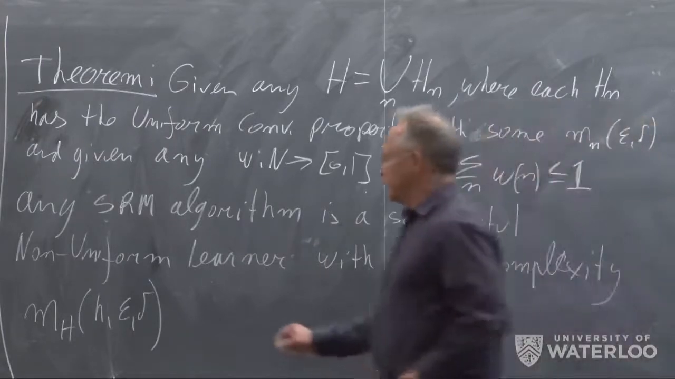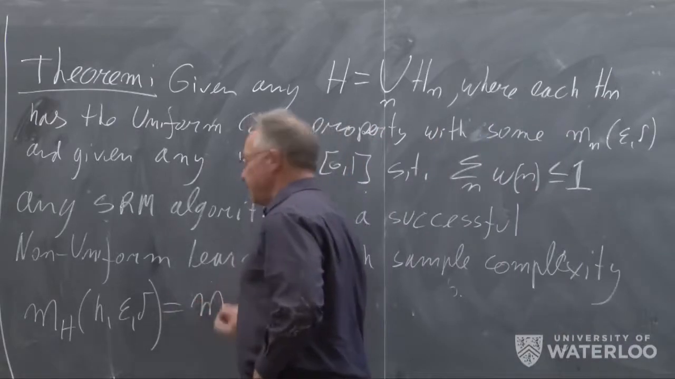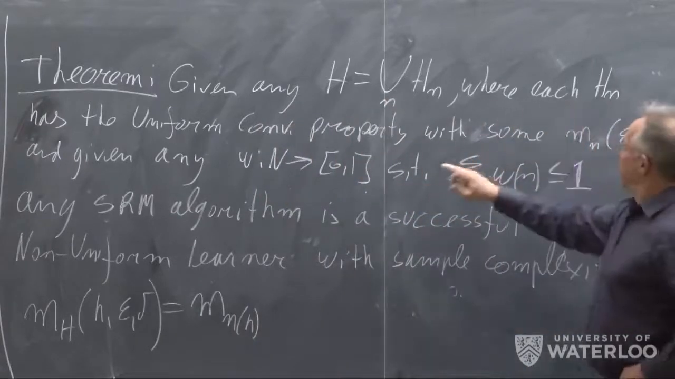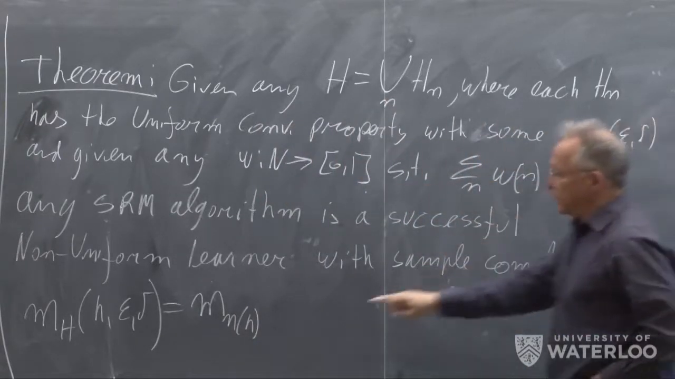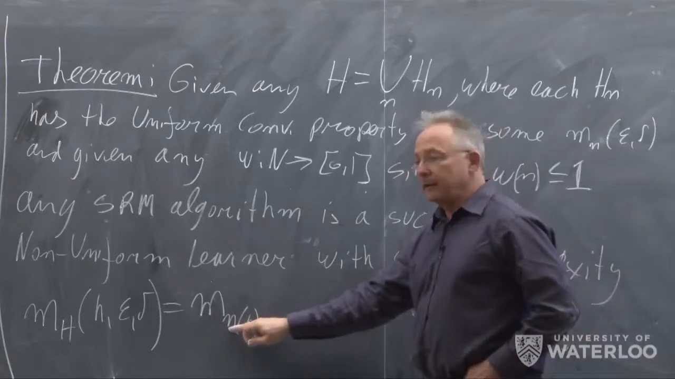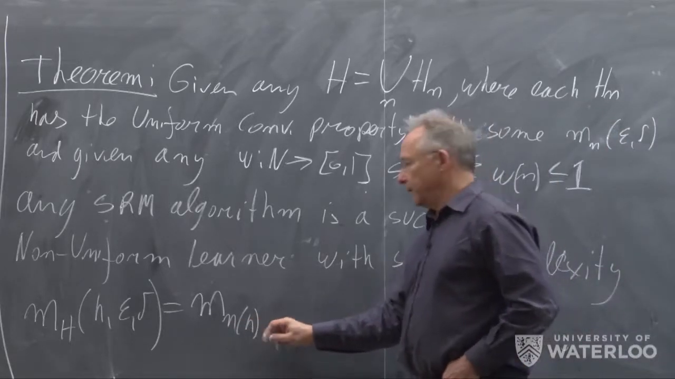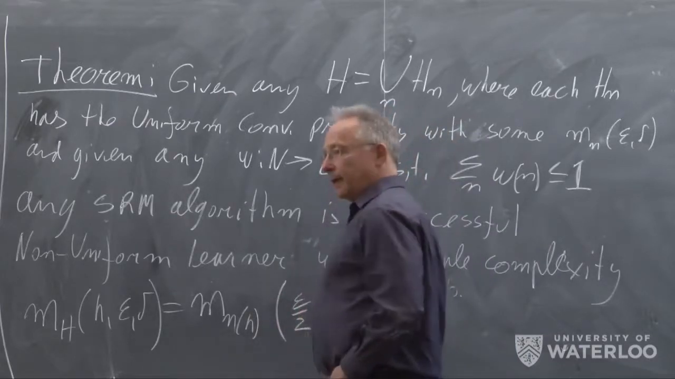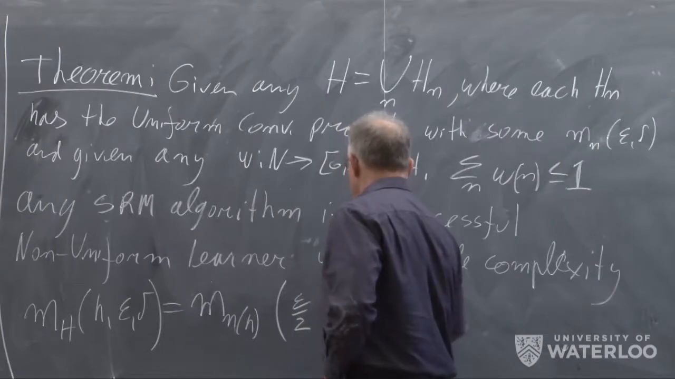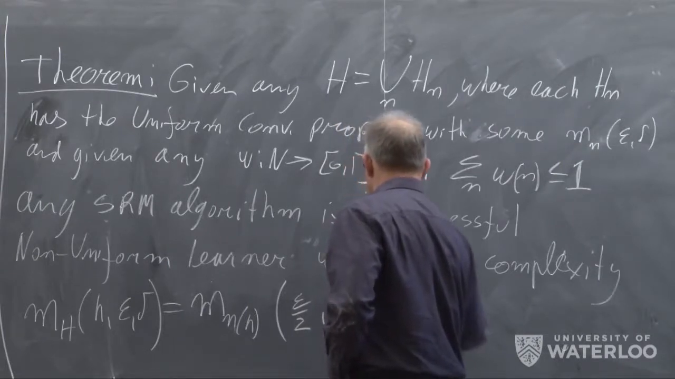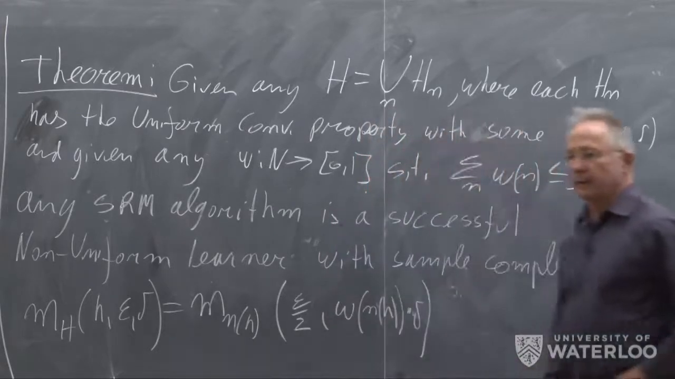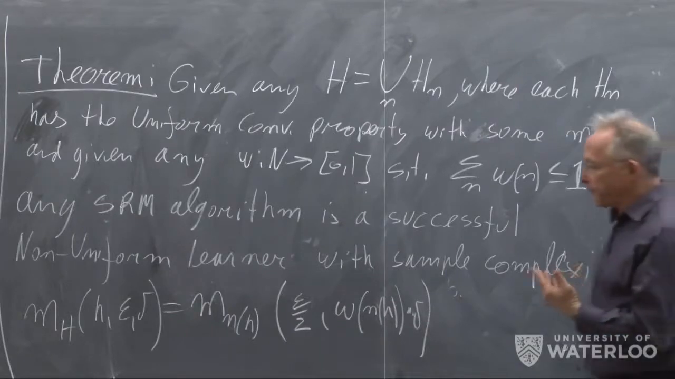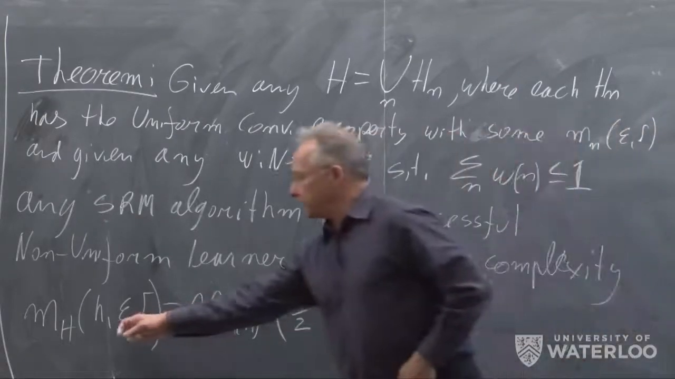So the function is m of nh. Remember, for every n we have this function m of n. nh is the n from which h comes, of epsilon over 2. And for delta, I take w of nh times delta. So I give you this function, which is a function of h, epsilon, and delta.